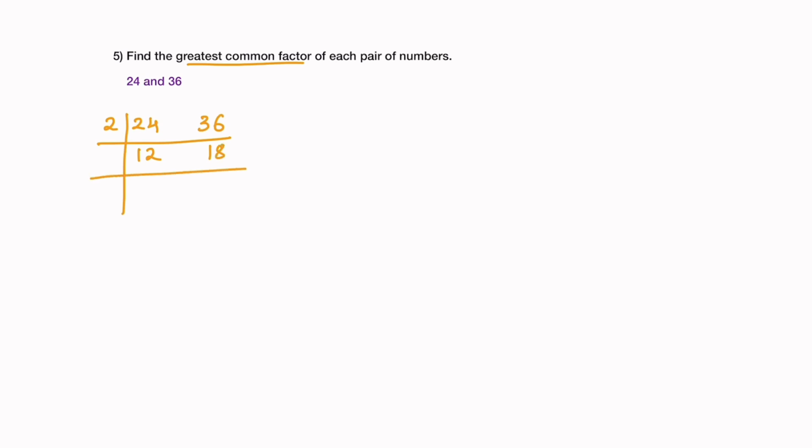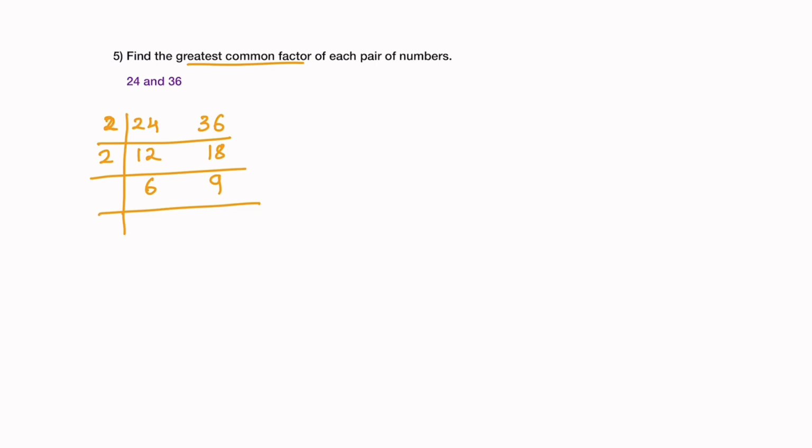Right? So what you're writing here, it's your divisor. So 2 was the divisor. So 24 divided by 2 is 12. 36 divided by 2 is 18. Again, we write 2 because both are even numbers. So 12 divided by 2 is 6. 18 divided by 2 is 9. I have to find a divisor that would go in both the numbers. That's a condition. That's an essential condition here.